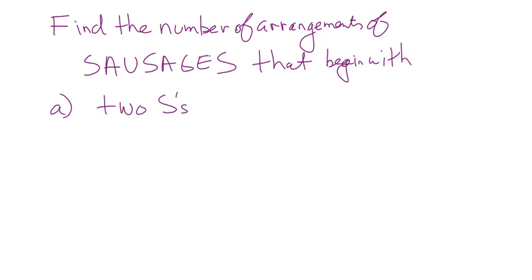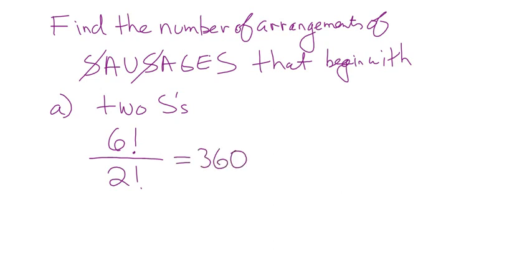Repetition, right? Yeah. Okay. So who's got a number? 360. 360. So why is it 360? Cancel the S's. Take two S's out. How many letters does that leave me with? But of those six letters remaining, there are two A's. So we got to divide it out, right?